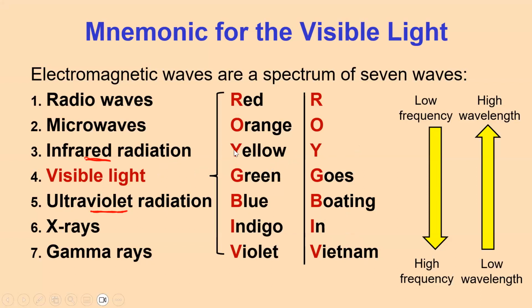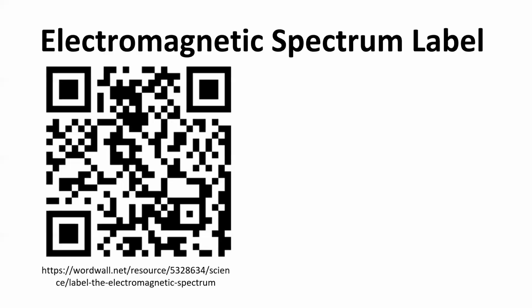So within this visible light, we have the 7 different colors. They also have different wavelengths. We say that red has the longest wavelength but the lowest frequency, while violet has higher frequency but shorter wavelength. So it's in order.